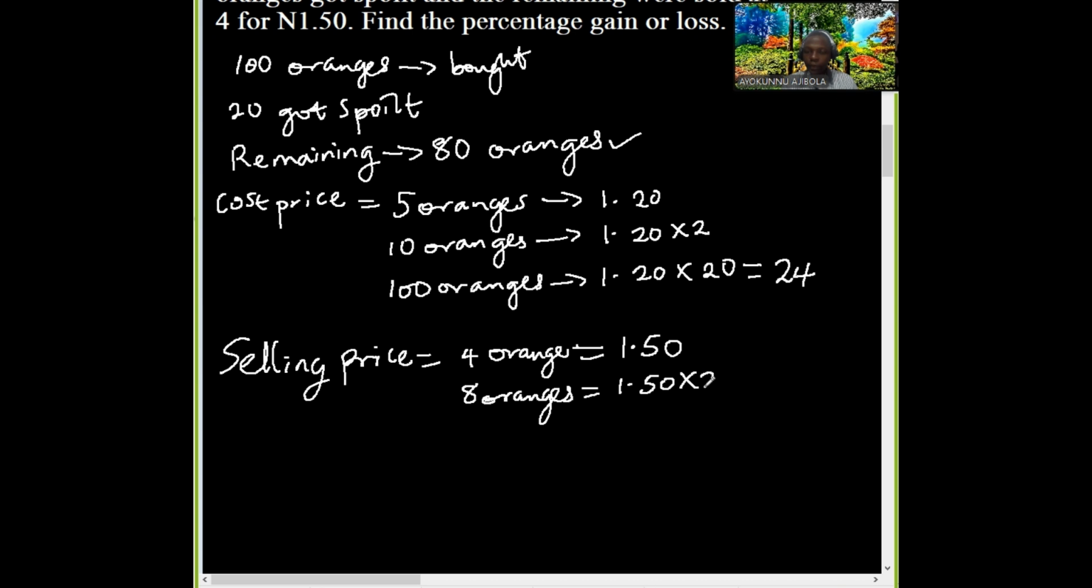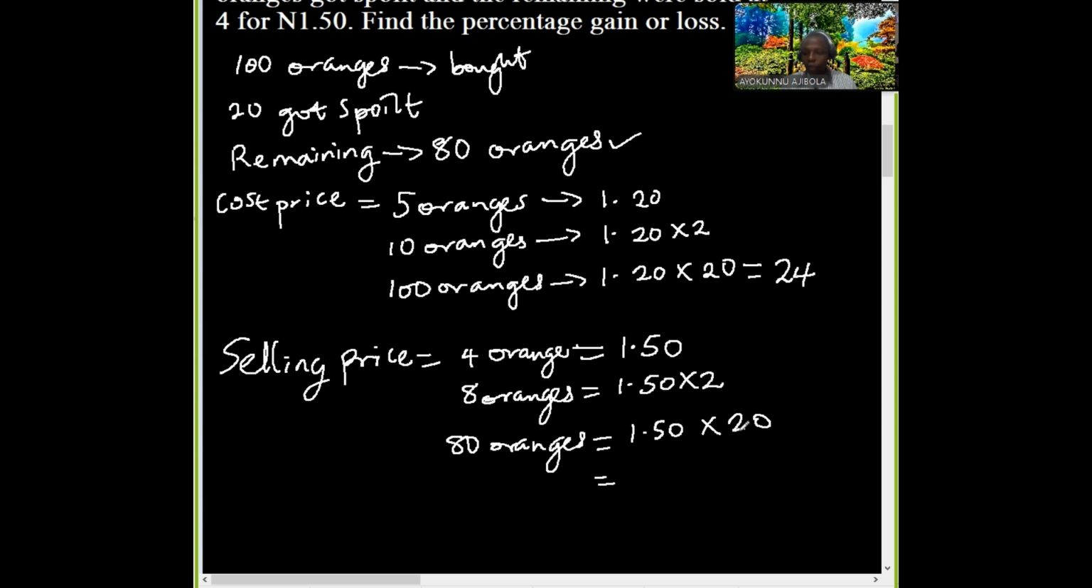1.50 times what? 2. Right? Yes, sir. Because the number of 4 in 8 is 2. So the 80 oranges that will be sold will now be sold for 1.50 times how many 4 is in 80? 20. That's times 20. Okay.